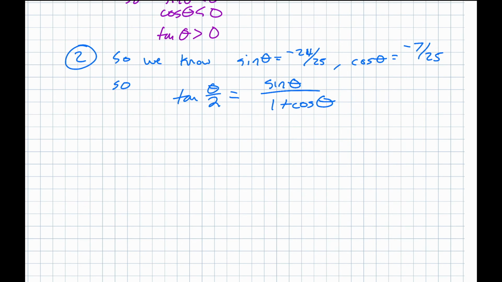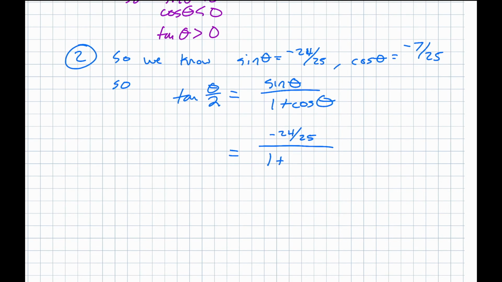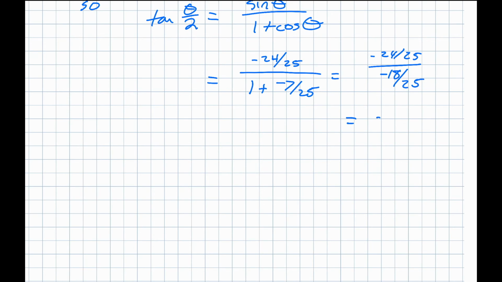So then you just fill in the numbers. So you have sine theta on top, negative 24 over 25. And then on the bottom, 1 plus cosine theta, which is 1 plus negative 7 over 25, which is negative 24 over 25 over negative 18 over 25, which is negative 24 over negative 18, which is, I think 6 goes into both of those. 6 goes into 24 4 times. 6 goes into 18 3 times. So I think that's their answer.